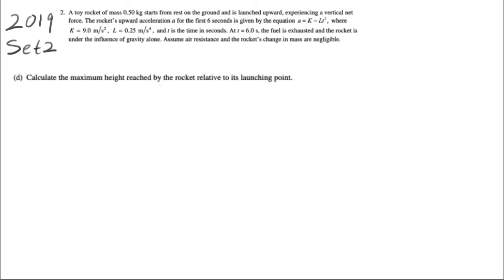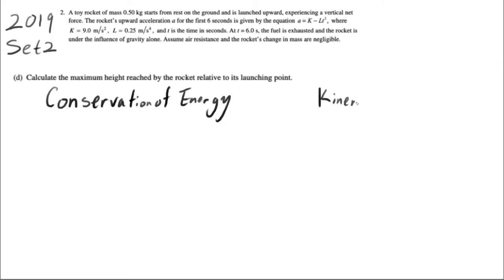Part D: calculate the maximum height reached by the rocket relative to its launching point. So there's multiple ways to do this. My mind immediately goes to conservation of energy because I see maximum height. So that is one way to solve the question. Or because after t equals 6 seconds, the only force exerted on the rocket is the force due to gravity, you can also use kinematics to solve the problem.